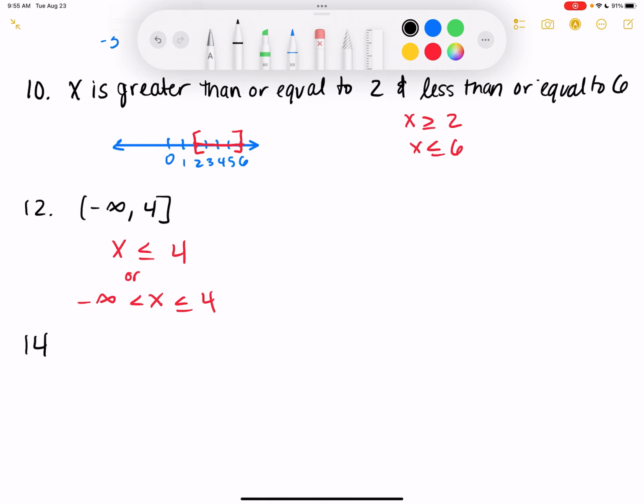All right, 14. You have the number line that's given to you. It's got negative 5 to 5 on it, but I'm not going to write out that much of it. I'm just going to write out the important part. And they have a bracket at negative 2 and a parentheses at 2 with this area in the middle. So what would my inequality be for this one?